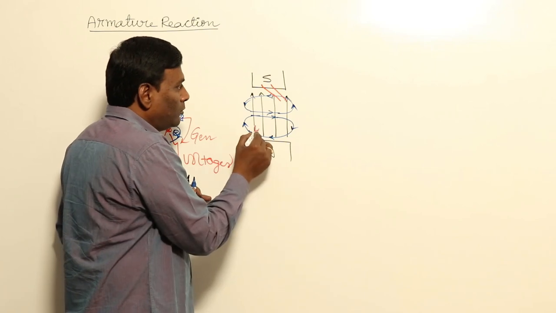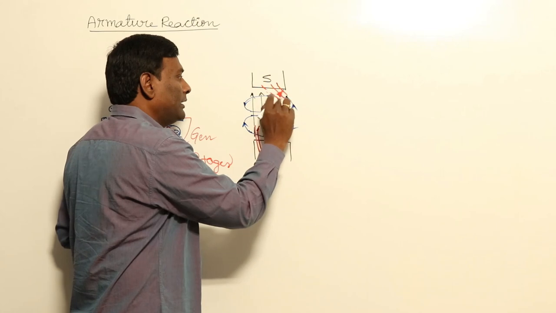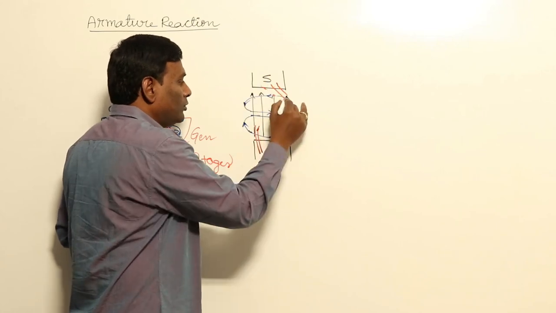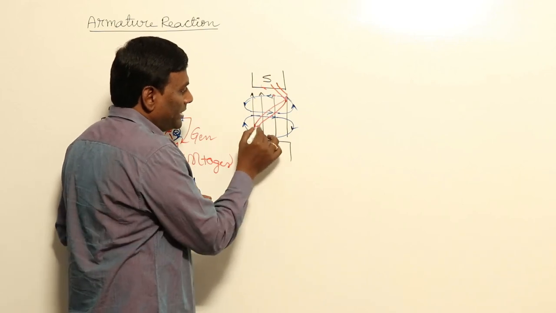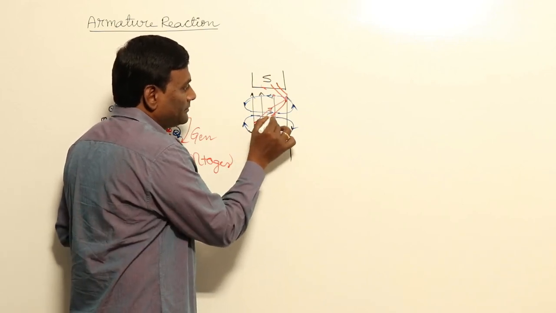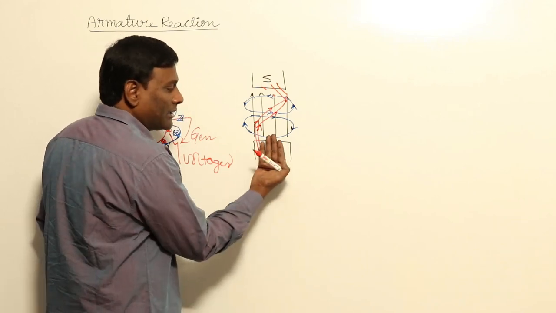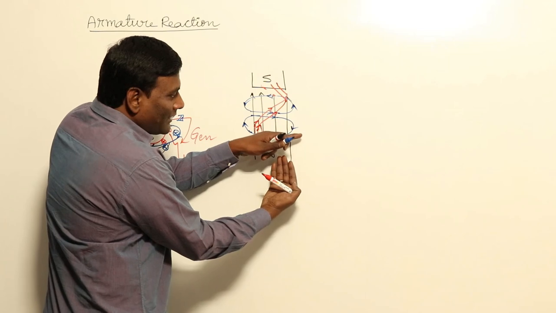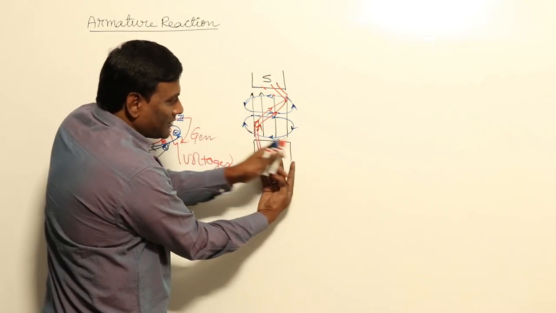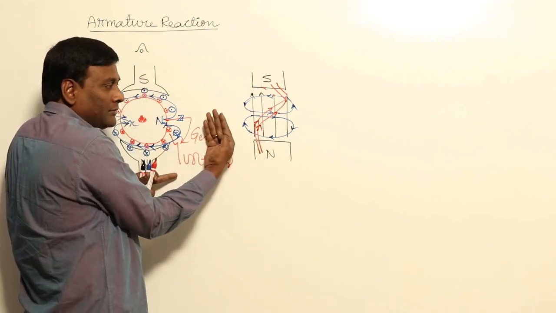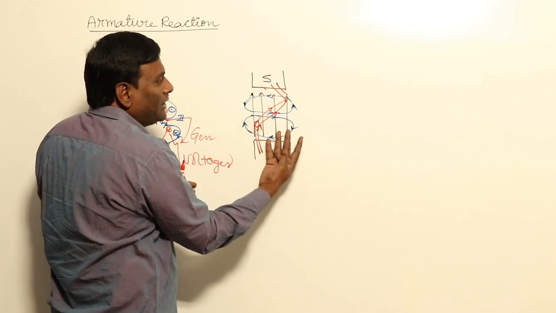See here, it is going to be more here. So net flux has to travel like this, N to S. For example, my field flux is about to come here. Now armature flux is diverting, cross magnetizing the field flux. Field flux is coming out, armature flux is going in, so it will travel like this. After that, it will bend like this. Now for example, field flux is going like this.